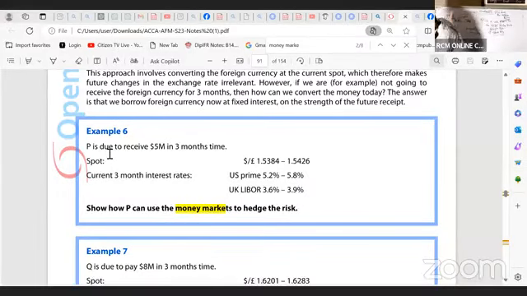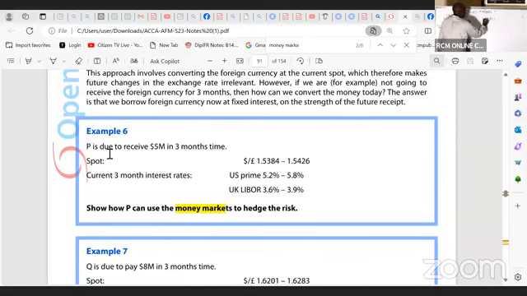Yes, I can see the spot rate clearly. So the spot rate has been given as 15,384.